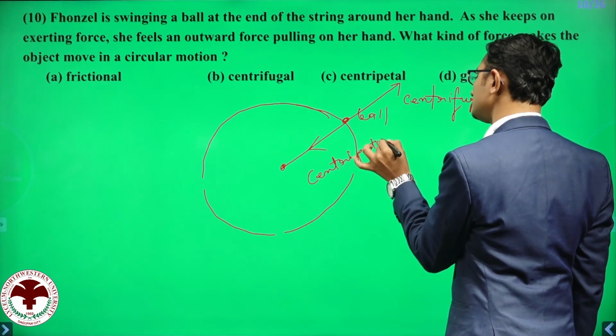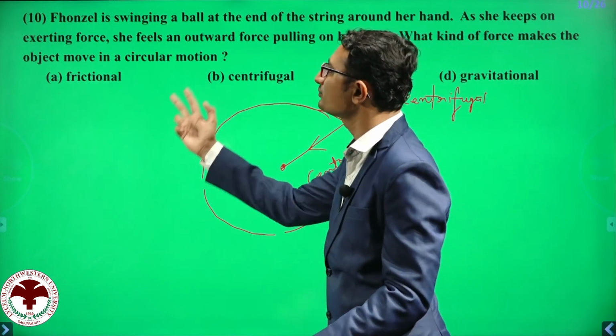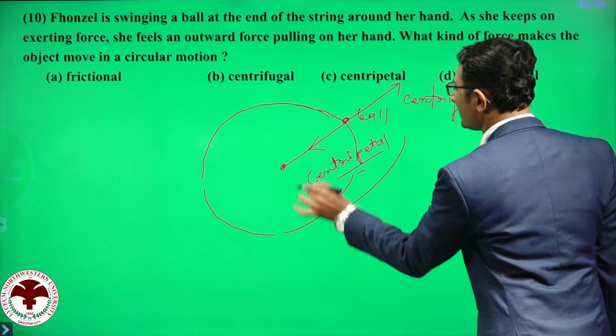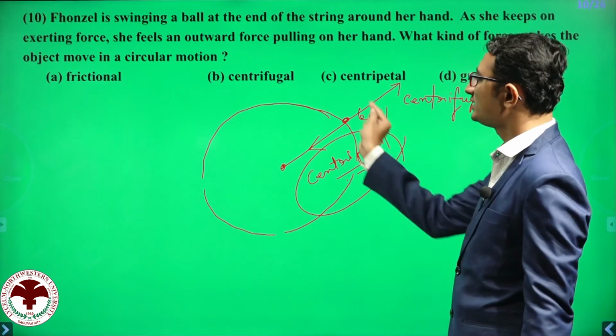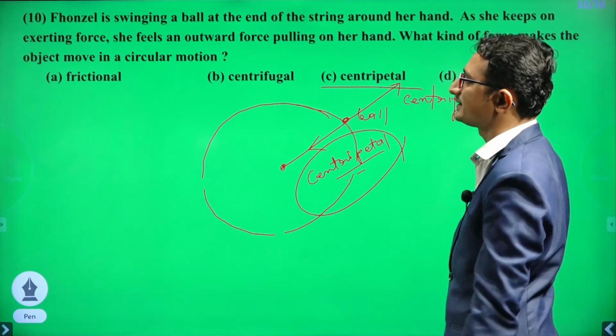Centripetal force. So what's the question? What kind of force makes the object move in circular motion? Then centripetal force is responsible for moving this in circular motion. So it's a very simple answer. Centripetal is the right option, and it is C.